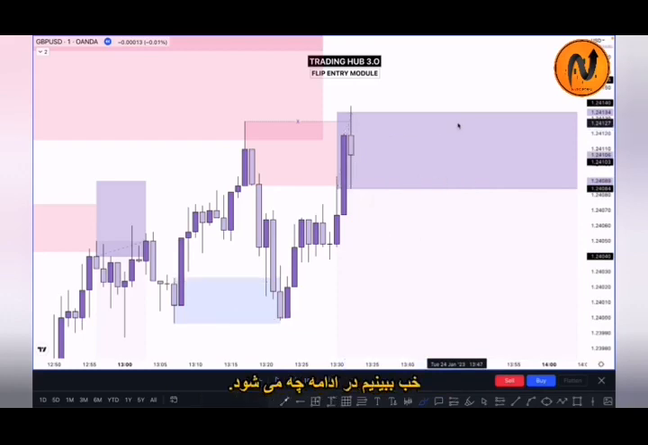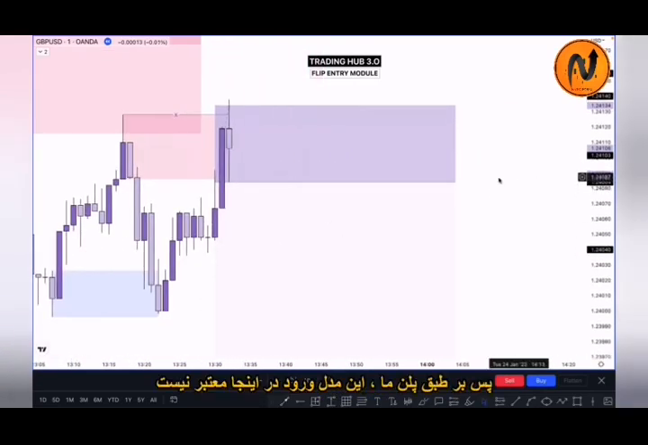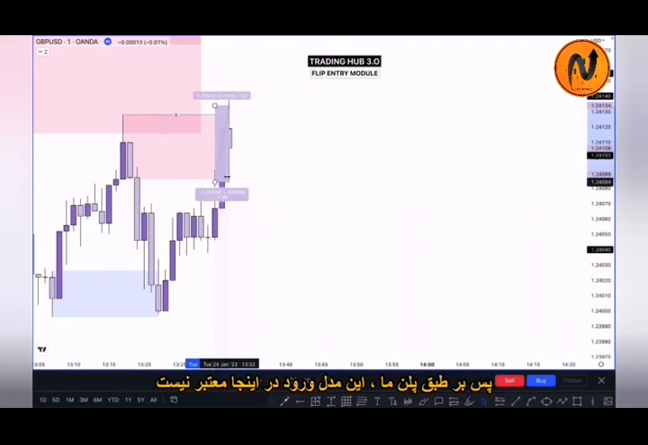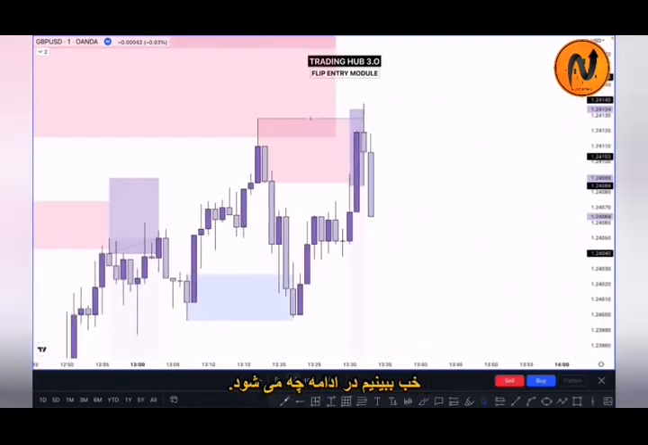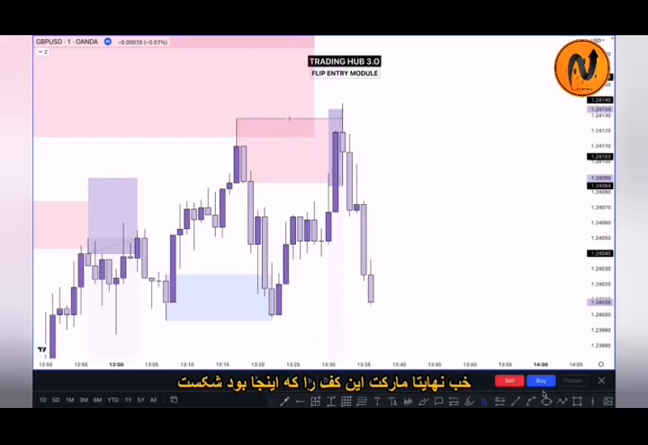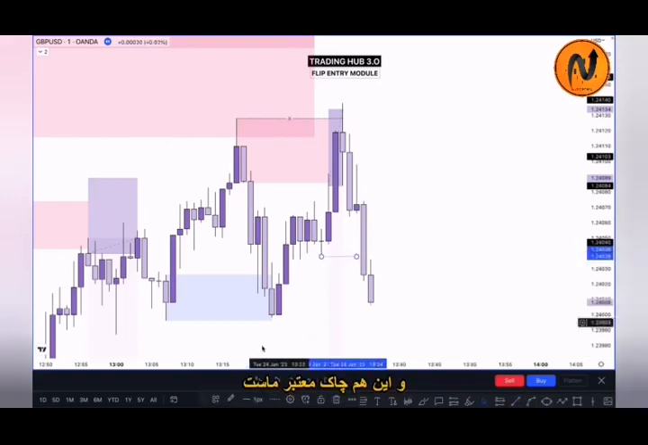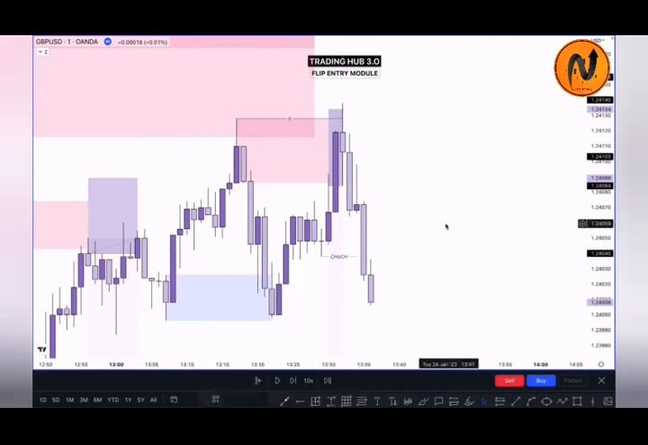Okay, so let's see what happened next after this one. And this one is not a valid entry model here as per our entry plan. Correct. So let's see what happened next. Okay, so finally the market broke this low, which is here. So this one is our valid pullback, and this one is our valid change of character, right?